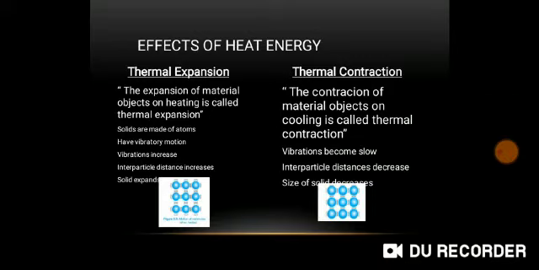Now, what happens if you cool down any solid object? Again, solid particles are closely packed. If you cool them down, you're basically taking off their energy. Their kinetic energy as a result decreases. Their vibrations become slow and the interparticle distances decrease. Their amplitude of vibration decreases. As a result, the particle distance decreases and the size of the solid decreases and the solid is contracted. So that's how thermal expansion and thermal contraction happens in solids.